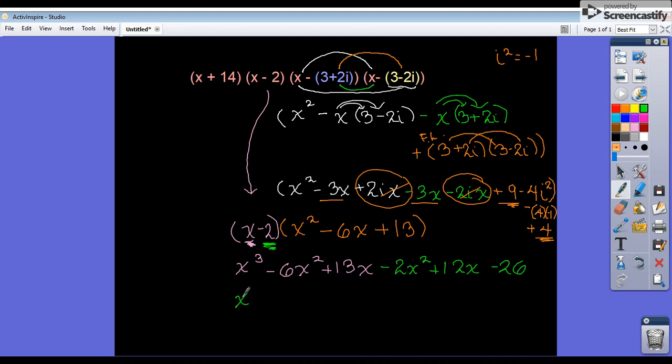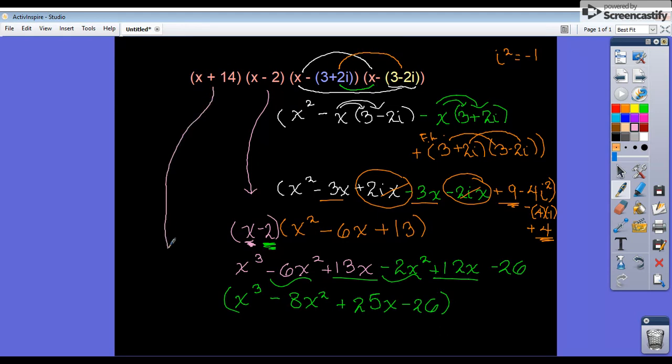So x to the third doesn't have any like terms. I have negative 6x squared minus 2x squared, which is negative 8x squared. I have 13x plus 12x, which gives me 25x, and then minus 26. And last, again, don't forget, you haven't distributed everything yet, so you're going to just bring down the x plus 14. And from there, do your last part of distributing.